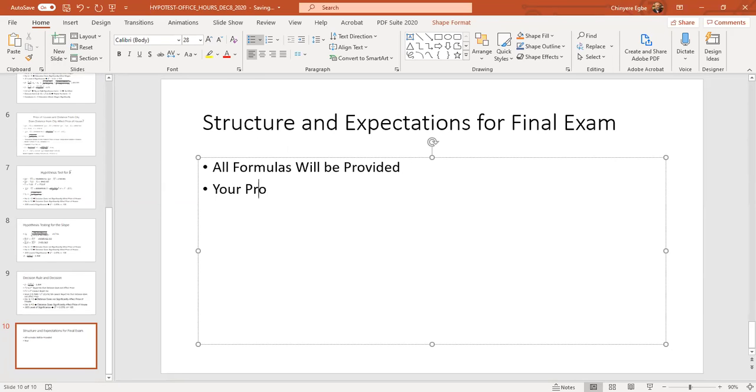Your problem is to select the appropriate formula for each problem. Your task is to select the appropriate formula for each problem. So you should practice on the right formula for each problem.